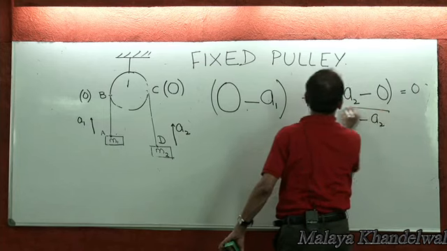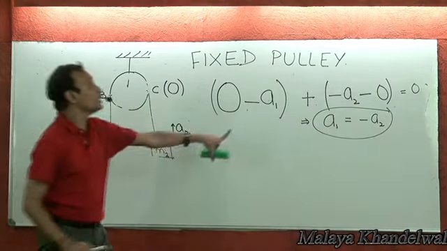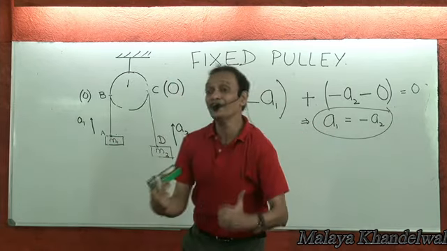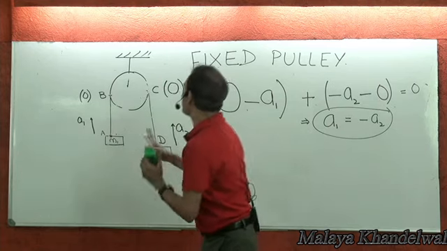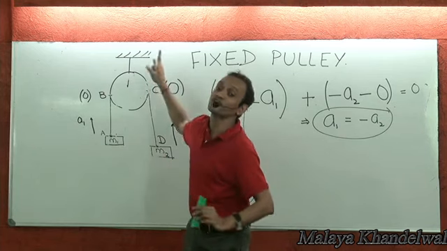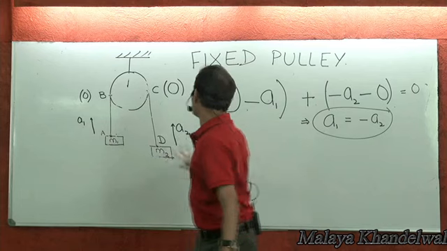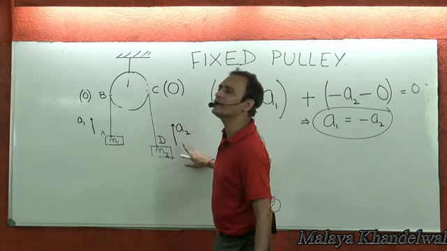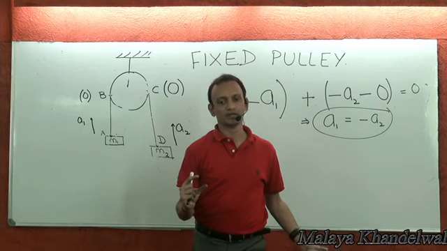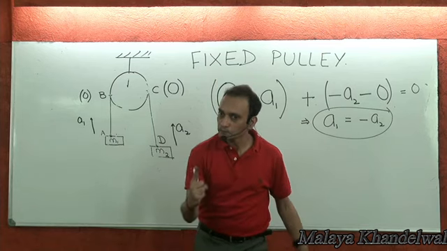What does it mean? It means the accelerations of C and D are of same magnitude but in opposite direction. If one is negative of the other, it means they are in opposite directions. That means if this moves up, this moves down, or if this moves down, this moves up. This is what it means. So there is no loss of generality. Even if I got a little random with my initial choice of directions, I'm not going to lose out on the basic. Are you all okay with this or not okay? Clear?